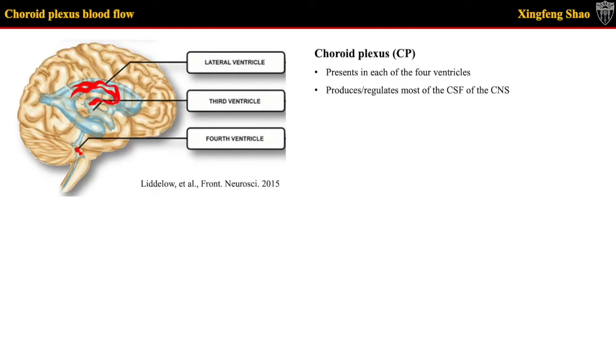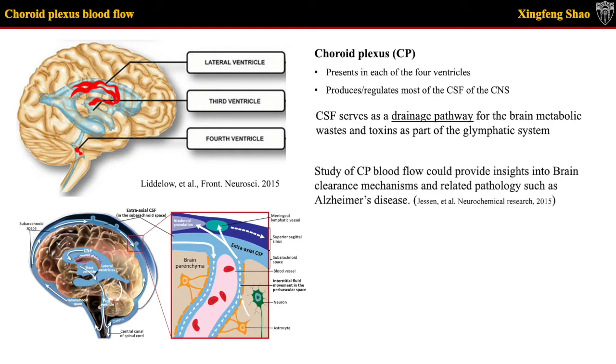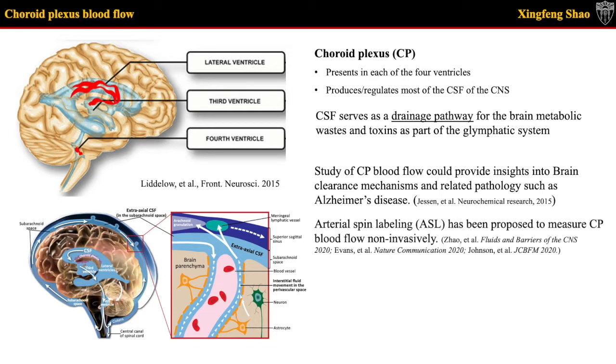Choroid plexus is present in each of the four ventricles and produces and regulates most of the CSF in the central nervous system. CSF serves as a drainage pathway for the brain's metabolic waste and toxins as part of the lymphatic system. So study of the choroid plexus blood flow could provide insights into brain clearance mechanisms and related pathologies such as Alzheimer's disease. Recently, ASL has been proposed to measure choroid plexus blood flow non-invasively.